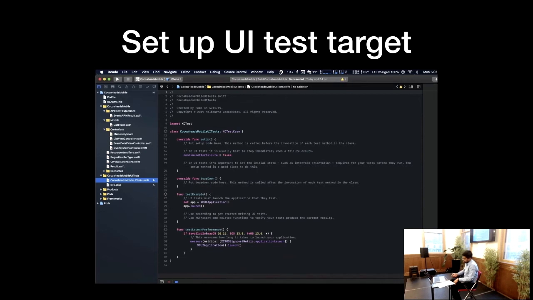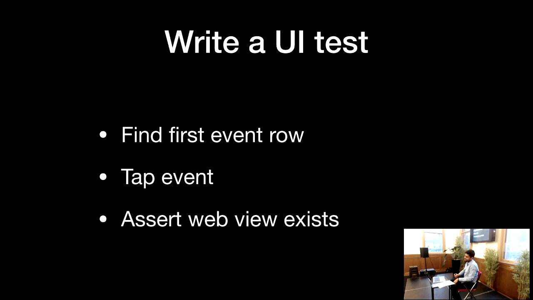So let's go ahead and write our UI test up now. Before you write UI tests, ideally you want to set out what steps you want to take in your UI test before you write them. So in our case, we're going to find the first event row, then we're going to tap on that event once we find it, and then we want to assert whether the web view in that detail page exists.